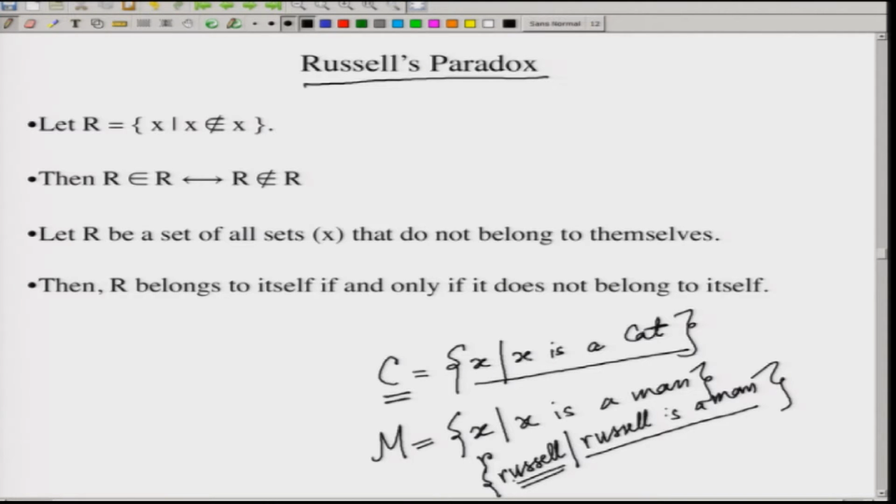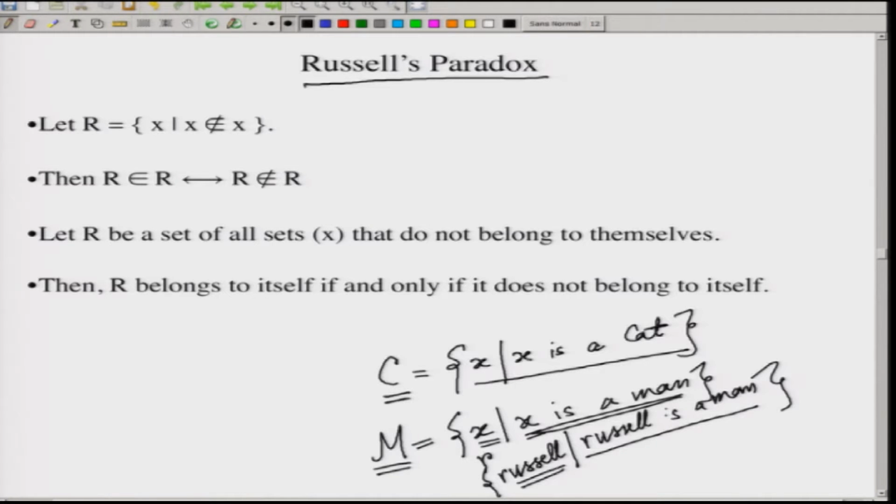Now, yes, it is true that Russell is a man, therefore, Russell is a member of that set, but for example, we can take, I do not know, Indira Gandhi. Now, if you plug in Indira Gandhi here, you see that Indira Gandhi is a man. Because the resultant sentence is not true, Indira Gandhi does not belong to the set M. This is very plain and simple.